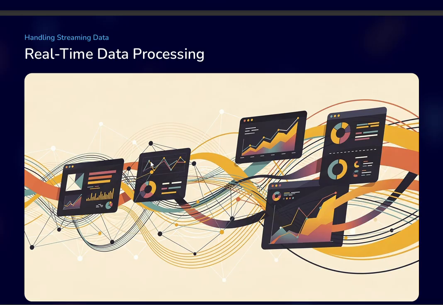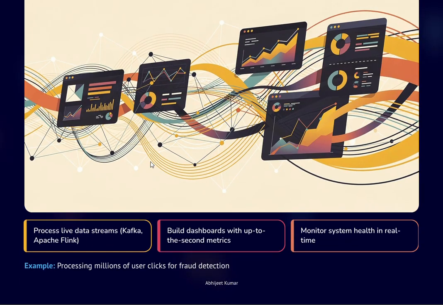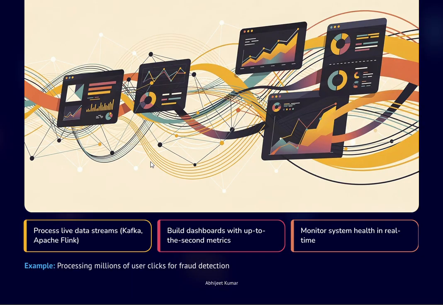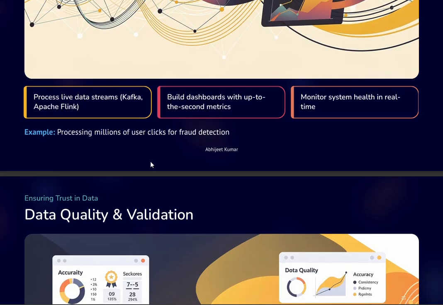Not all data is batch data. Some data needs to be processed in real time. So data engineers work with streaming tools like Kafka and Apache Flink to process live data. This allows businesses to build dashboards with up to the second metrics. They also monitor system health in real time. For example, processing millions of user clicks instantly to detect fraud. This requires strong real-time data engineering.